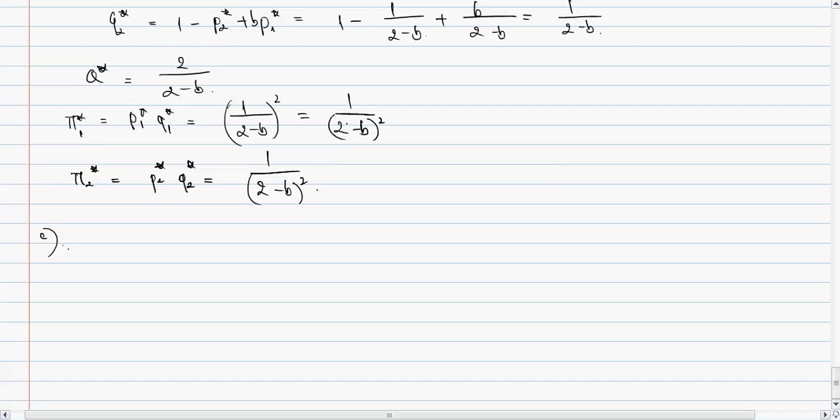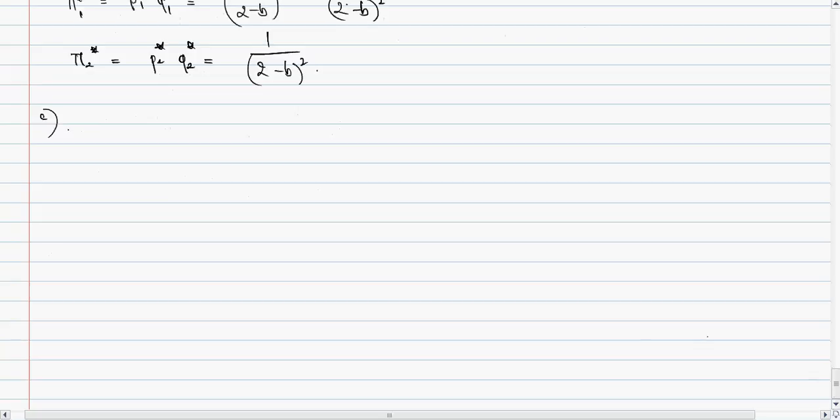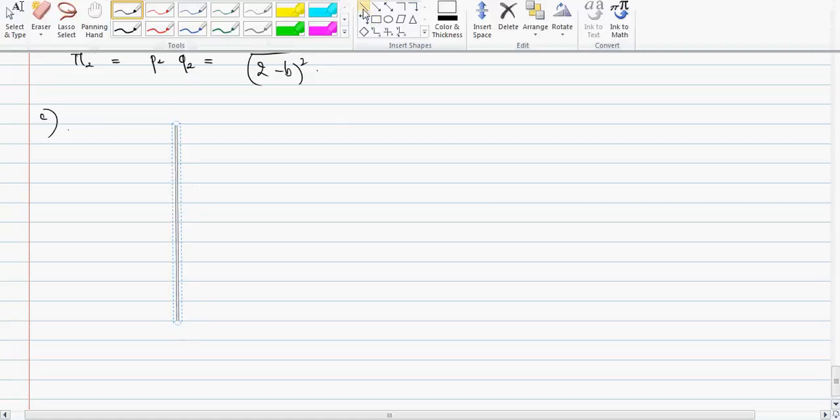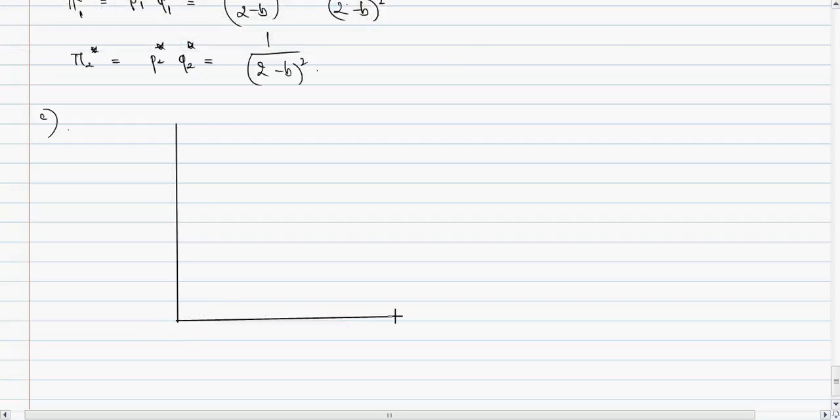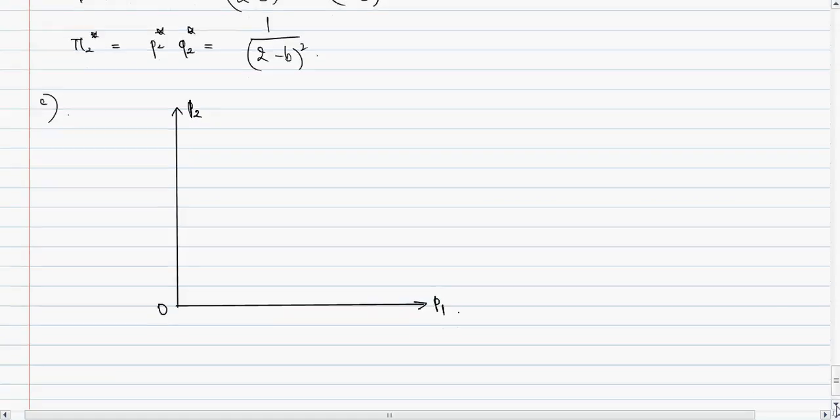Okay, so part C: represent the equilibrium on a best response function diagram. So again, the question is asking you to draw the best response functions for both firms on a diagram, and then show how an increase in B will affect the equilibrium. Okay, so we'll be doing that. So I got here P2, 0, here is P1. I want to draw the best response functions for both firms.